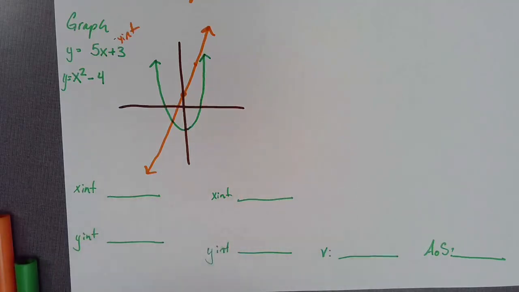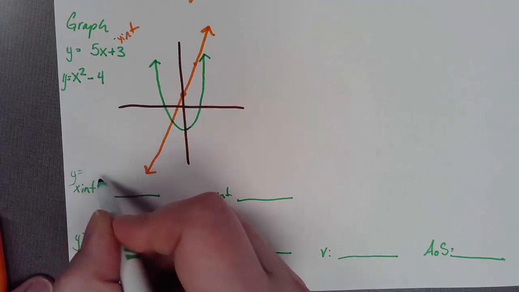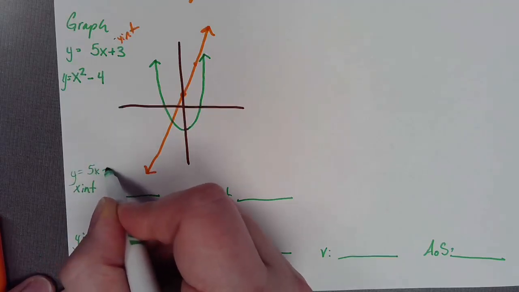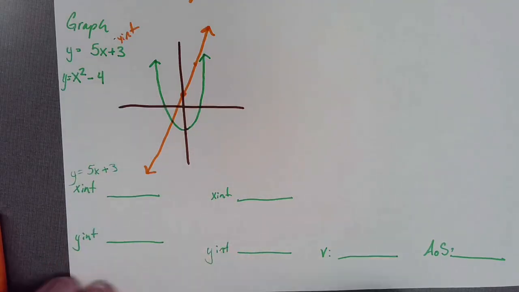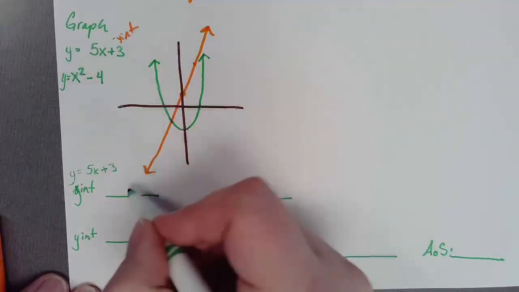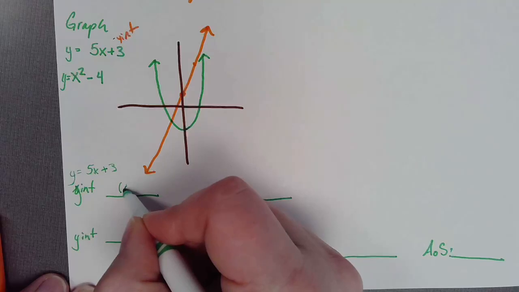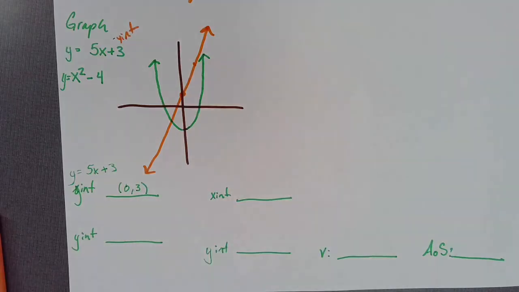Then I might ask you to find different important features of your graphs. So for the first one, it's just a linear equation. So I might ask you to find the x-intercept and the y-intercept. The y-intercept is a lot easier to find because it's part of your equation. So I know that the y-intercept is at 3. However, if you just write 3 on the line, you are wrong. That is a number. I want to know the intercept, which is a coordinate point. You must write it as a coordinate point.